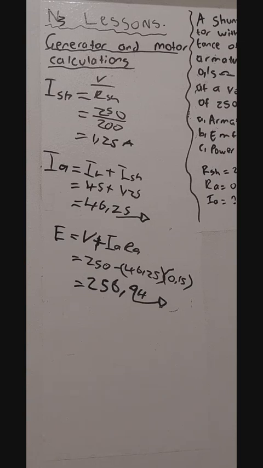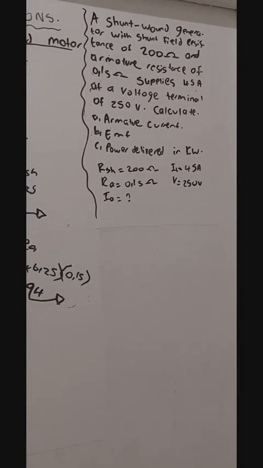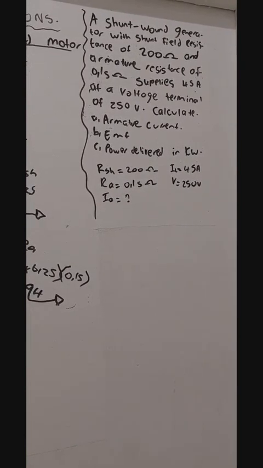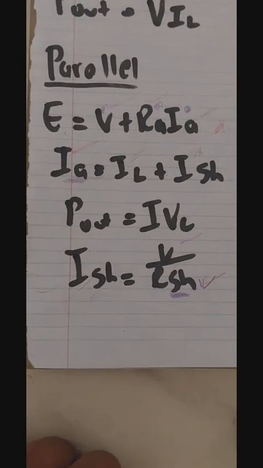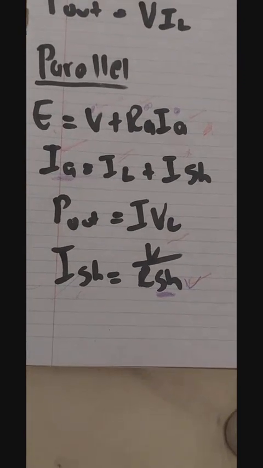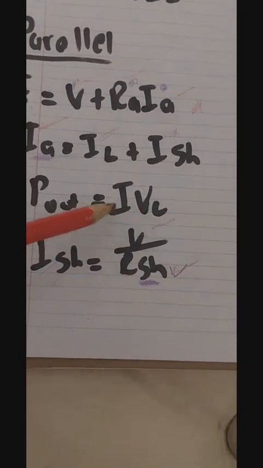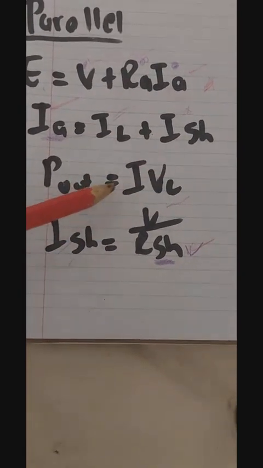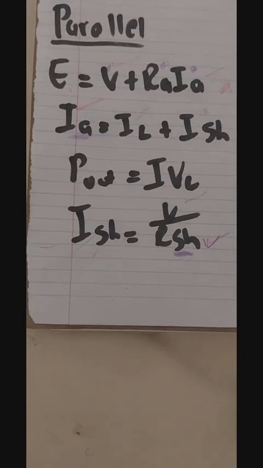They want us to calculate what? Let's go to the question again. The power delivered in kW, in kilowatts. So let's check from our formulas. How can we calculate power? So here is our formula. Power is equal to IL times V. Do we have V? Yes, we have V. Do we have IL? Yes, we have IL. So we just have to substitute.